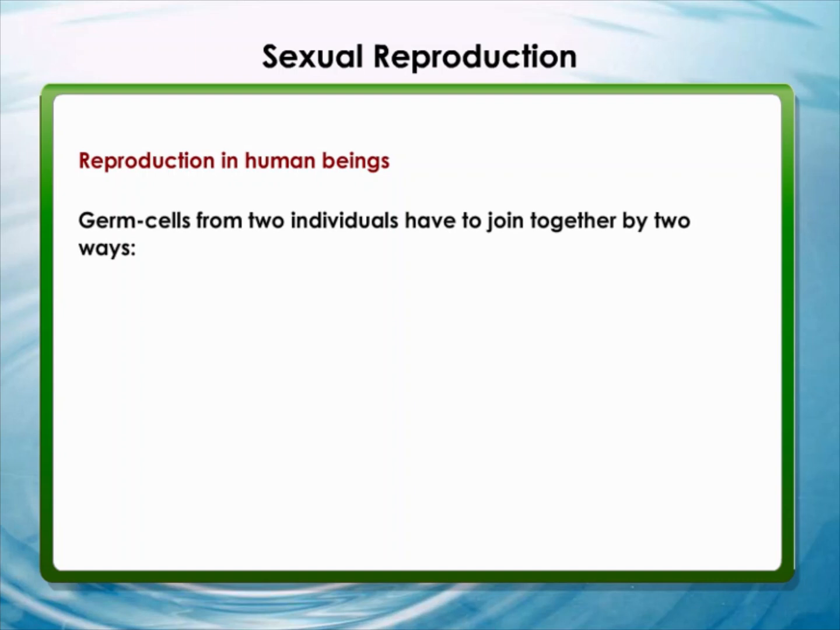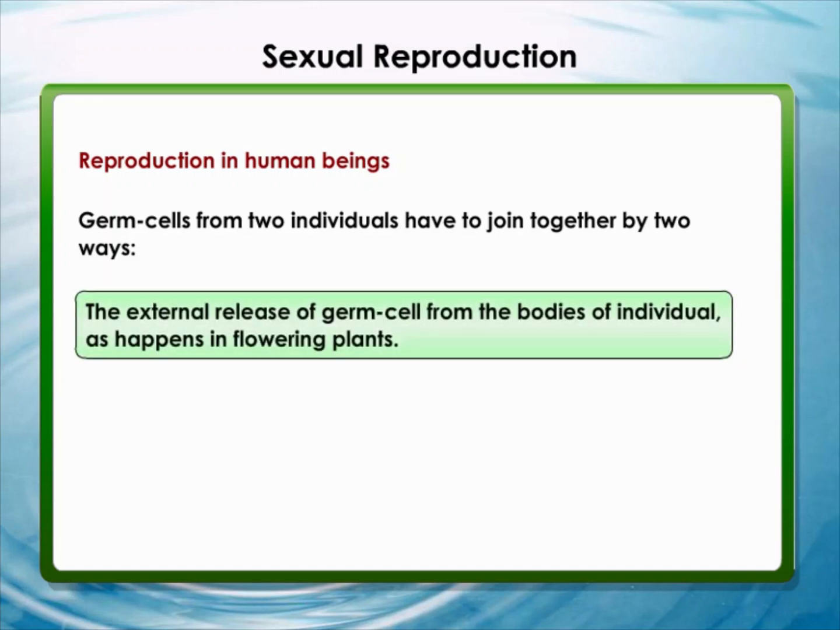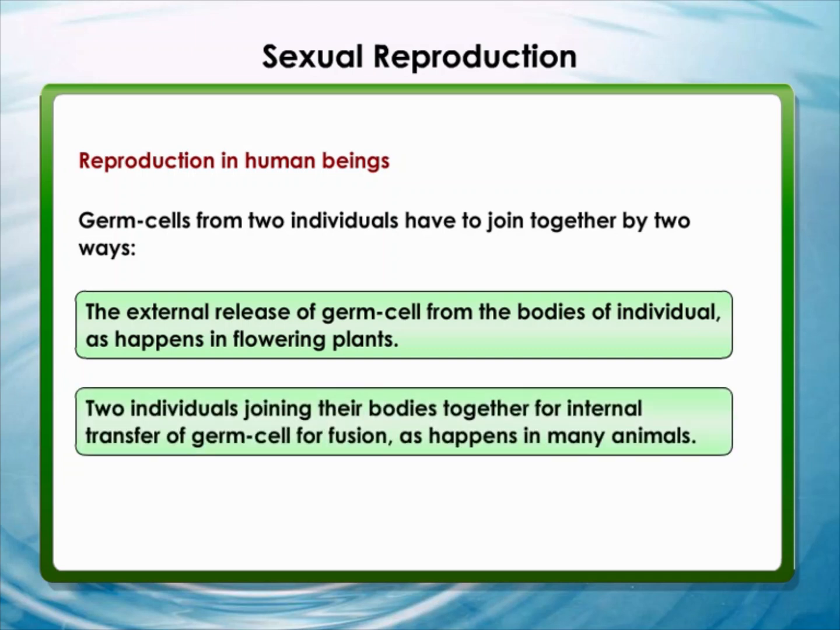We must remember that the sexual mode of reproduction means germ cells from two individuals have to join together. This can happen by the external release of germ cells from the bodies of individuals, as it happens in the flowering plants. Or it can happen by two individuals joining their bodies together for internal transfer of germ cells for fusion, as it happens in many animals.